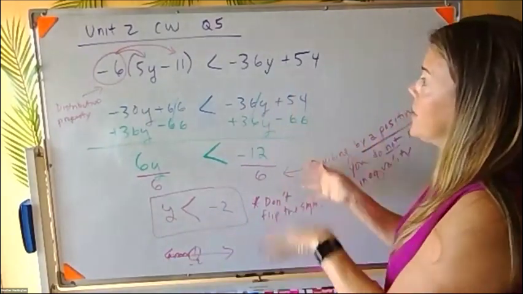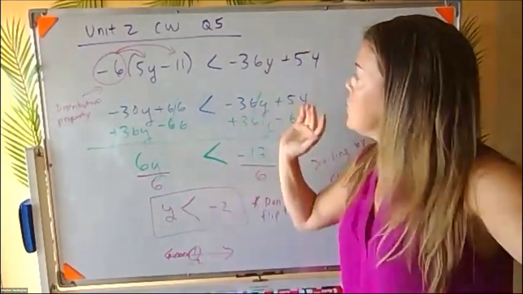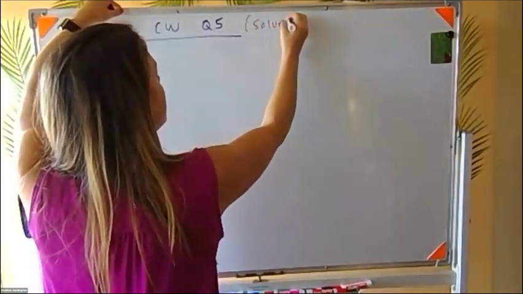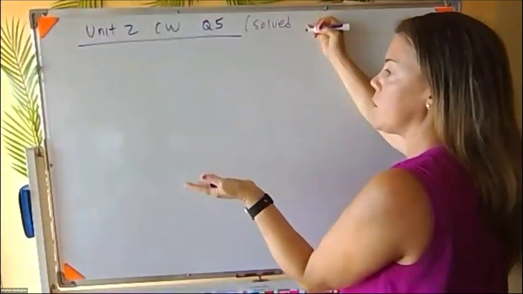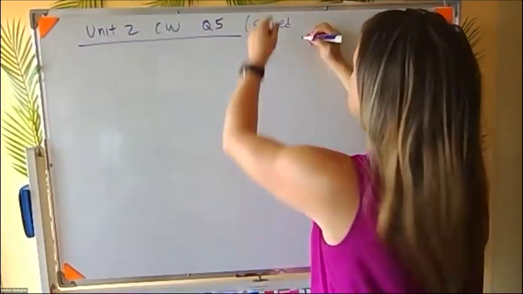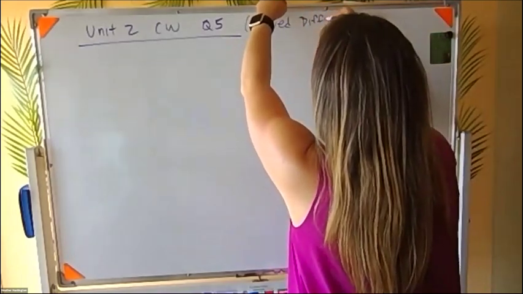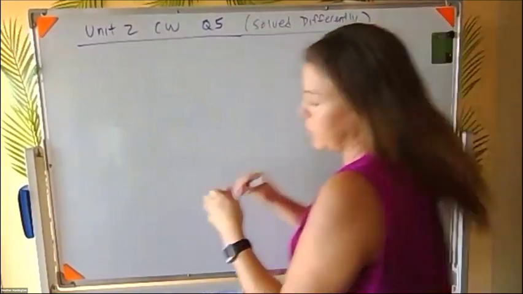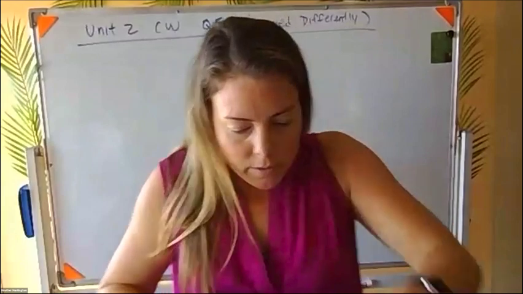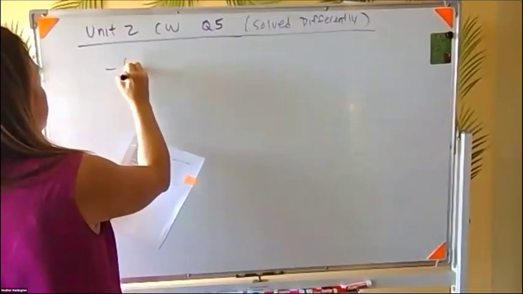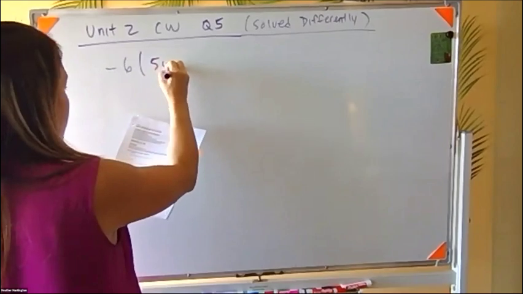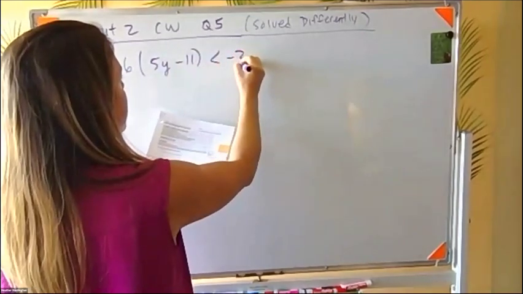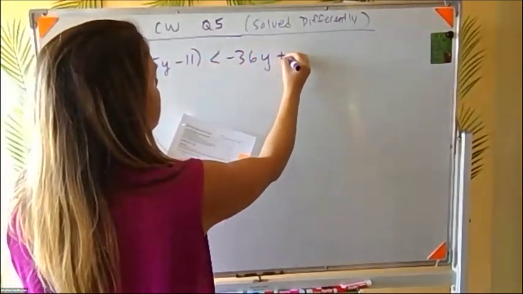I'm going to solve the same problem, but I'm going to bring the variables to the right side. And that's part of the problem solving process. Remember, at the end, you're supposed to ask yourself, can you arrive at the solution in a different way? Especially when you're studying or just doing homework and you're not in a test, it's definitely good to explore those things. So we've got -6(5y - 11) < -36y + 54.